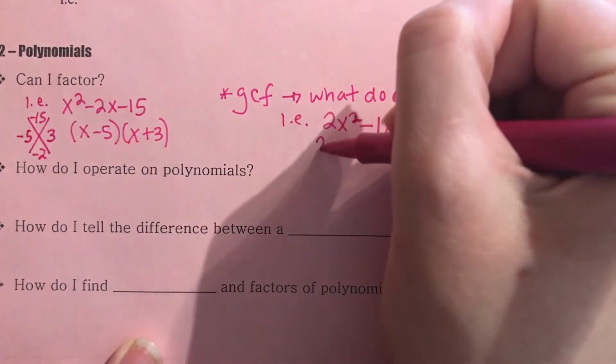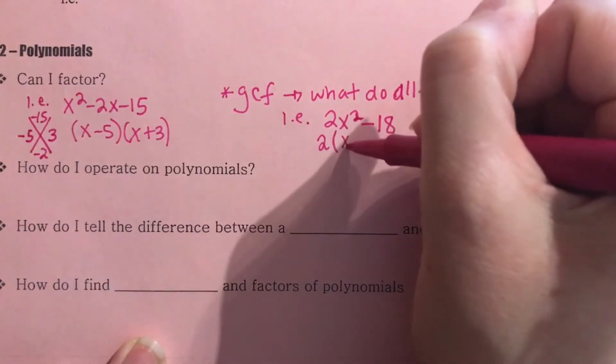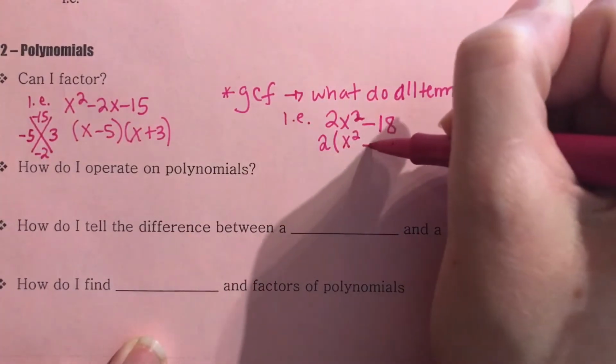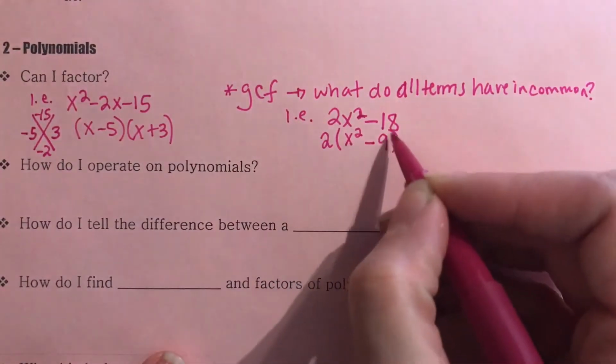So I can divide them by 2 or factor out a 2, put it in the front, and this divided by 2 is just x squared, and this divided by 2 is negative 9. Then I can factor what's left here.